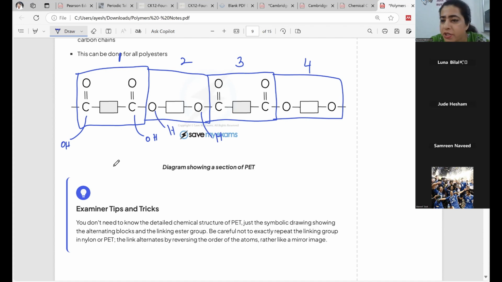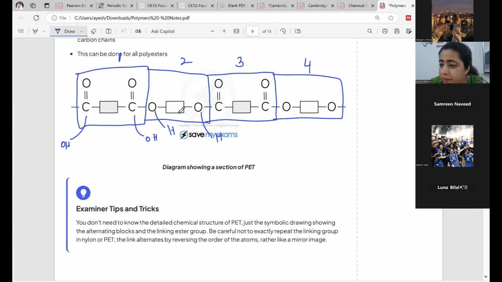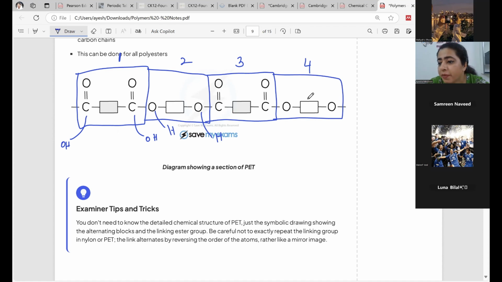This first monomer is what? What's the name of the first monomer? It's dicarboxylic acid. And the second one? It's a diol. Diol, yes. So you have to just practice a little to identify these monomers back. So this is going to be a dicarboxylic acid. This is going to be a diol over here.